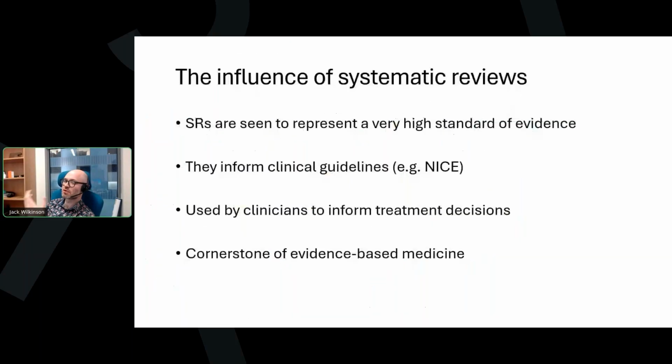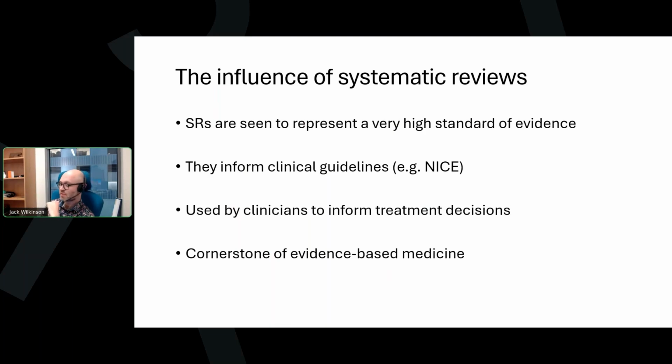And these systematic reviews are really influential, okay? They're seen as a gold standard, the highest standard of evidence we have, really. They influence clinical guidelines. So in the UK, NICE use these to make treatment recommendations. They're used by clinicians to decide how to treat patients. And I don't think it's an exaggeration to say that this is really like a cornerstone of evidence-based medicine, okay?